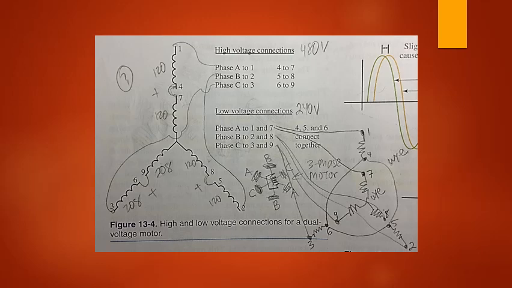A typical three-phase motor is rated for 240 or 480 volts. This means that the motor can be operated by either a 240 volt or 480 volt power supply. A dual voltage motor is economical because fewer motors have to be stocked. The typical connection diagram of a dual voltage motor is shown in figure 13-4, shown on your screen.